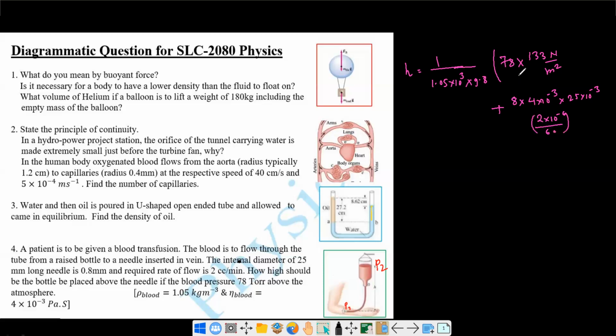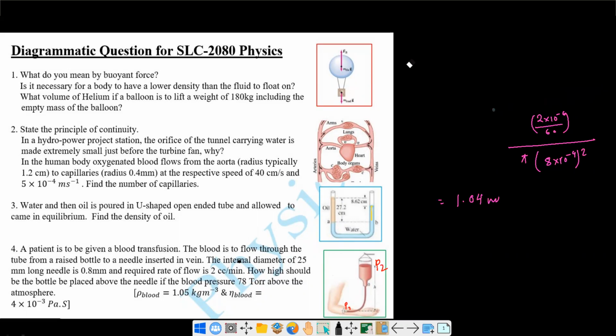So I have to divide all this quantity by how much? This is pi r to the power 4. Pi means pi, and r is here something 0.8, that is 8 into 10 to the power minus 4, square. Fine. If you do all these calculations, you can get it in the order of 1.04 meter. So this is how we can crack this kind of numerical. This is a very practical question, can be asked in examination.